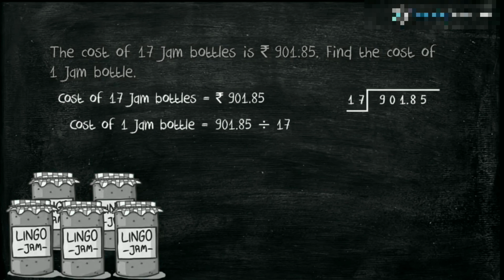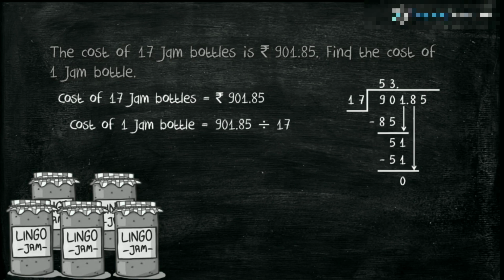Let's first divide the whole number part, that is 901 by 17. 17 into 5 equals 85 and 90 minus 85 equals 5. Copy the next digit 1. 17 into 3 equals 51 and 51 minus 51 equals 0. Now the division of the whole number part is complete, so put a decimal in the answer. Let's continue with the division.